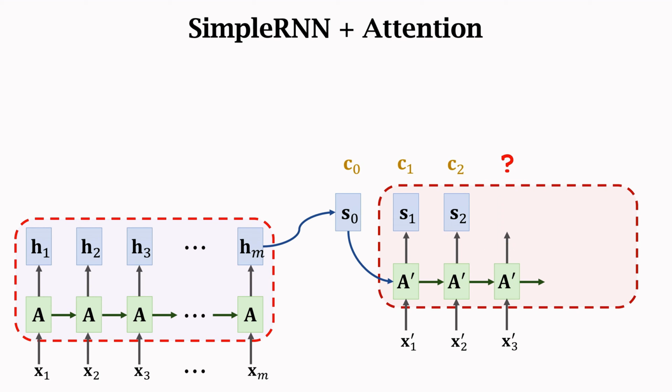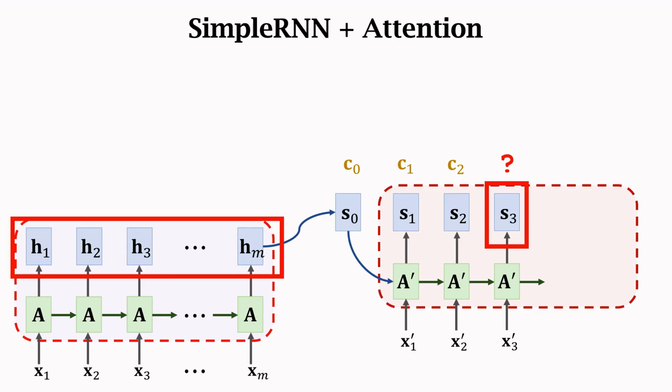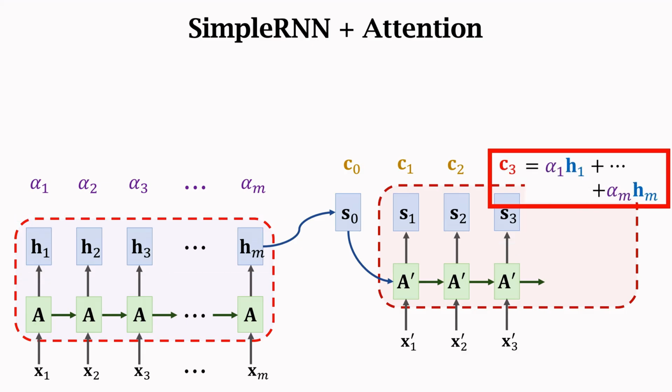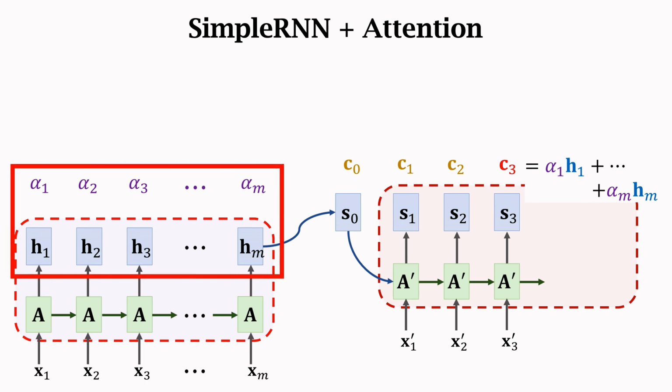Compare the decoder's current state S3 with all the encoder states H1 to Hm to see how well they are aligned. Alpha 1 to alpha m are the computed weights. We compute the new context vector C3 using this equation. C3 is a weighted average of H1 to Hm. The weights are alpha 1 to alpha m. Look at the figure. C3 depends on the alphas and the H vectors.